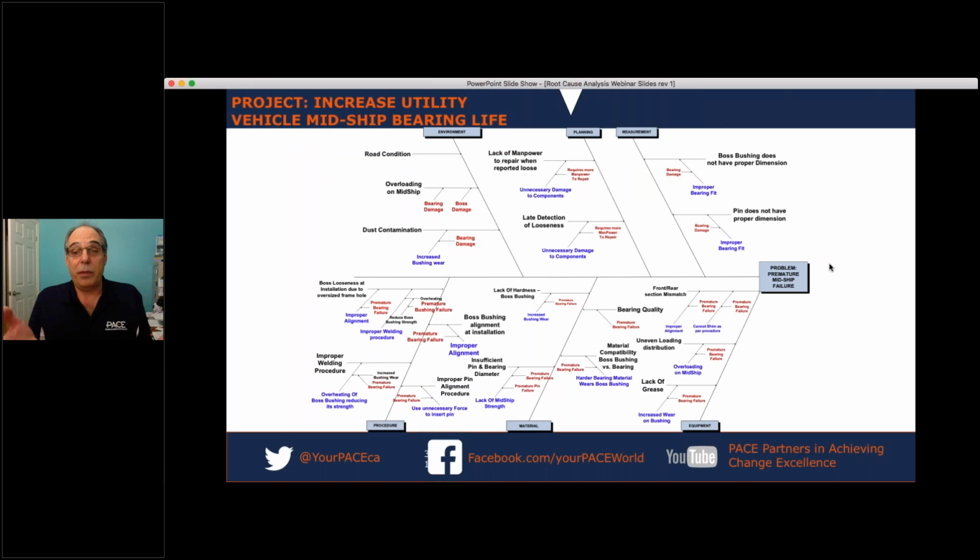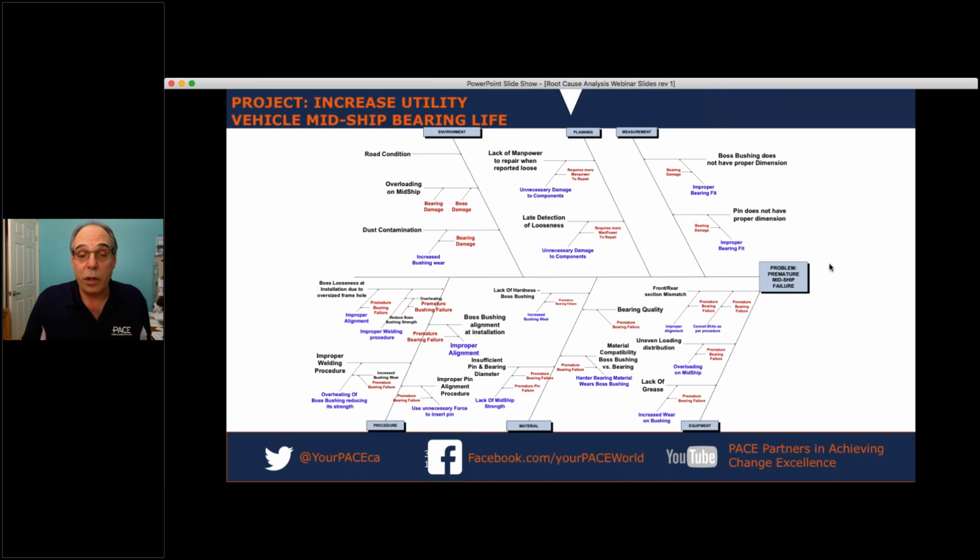And here is what a typical fishbone would actually look like. It looks kind of messy, but it really isn't if you look at it carefully. The problem was a premature midship failure in the midship section of a vehicle. They've asked some questions and done some brainstorming, and you can see they've focused on environment, planning, measurements, procedures, materials, and equipment for this particular one. They could have had others, but they chose these.